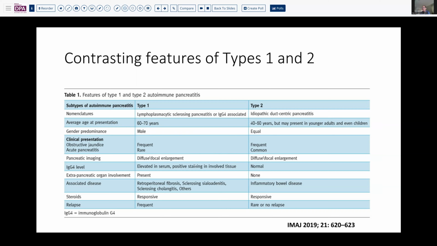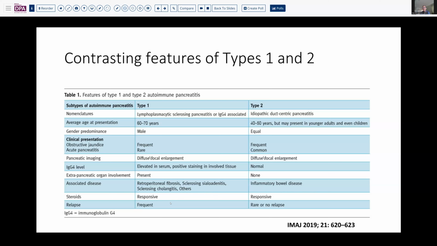The imaging can be fairly similar. IgG4 in the serum can be elevated. And if you do immunohistochemical staining on these samples, you should find an excess or an abundance of IgG4 positive plasma cells. And of course, IgG4 disease can involve other sites, salivary glands or retroperitoneum, the cholangiobiliary tree, and other sites as well. Whereas the type 2 disease has some association with inflammatory bowel disease.